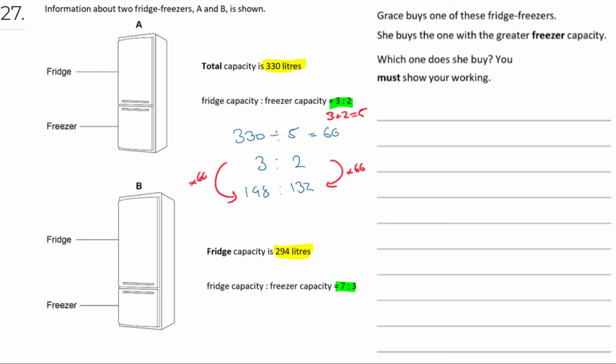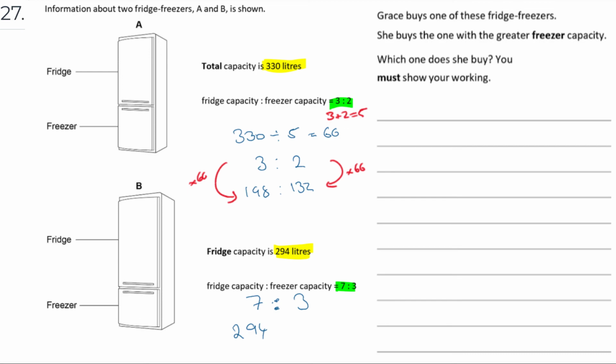Do the same thing for the second one. For fridge B, notice that fridge is in bold here, so this one is set out slightly differently. In the first part we were given the total amount, so we needed to divide by the ratio. But here we've been given the capacity of the fridge part. So if I write the ratio of the fridge part to the freezer part as 7:3, we now know that the fridge capacity is 294.